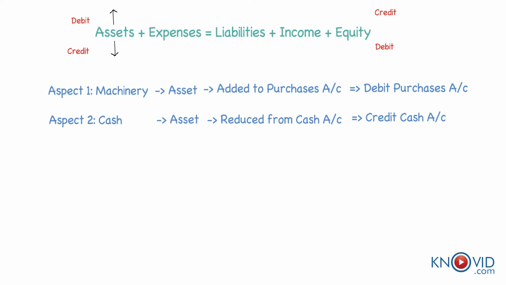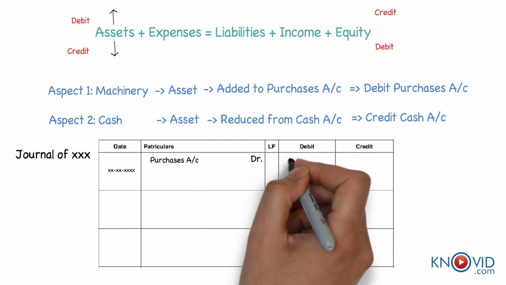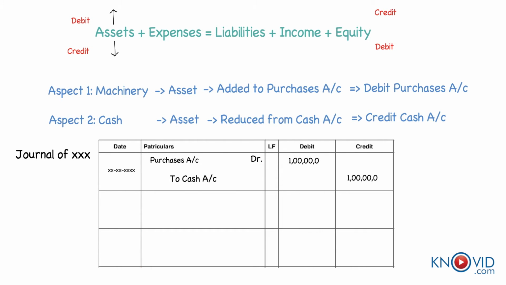This information is recorded in a journal in the following fashion. We will look at the journal entry specifically in the later chapters. Thus, through accounting, we have shown how cash was paid to buy the machinery.